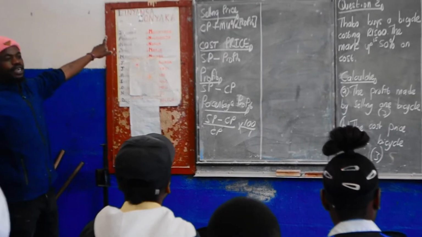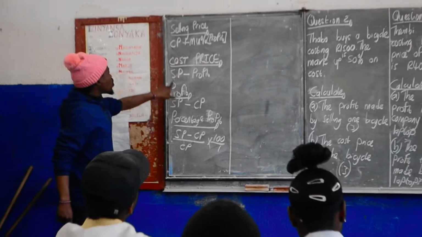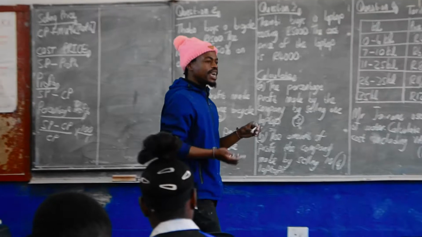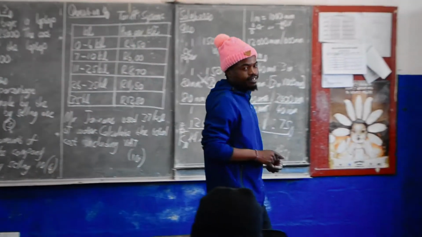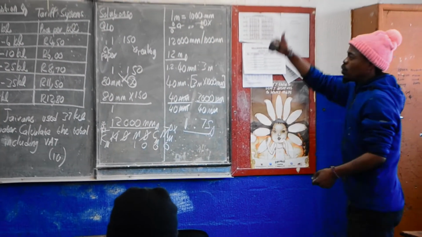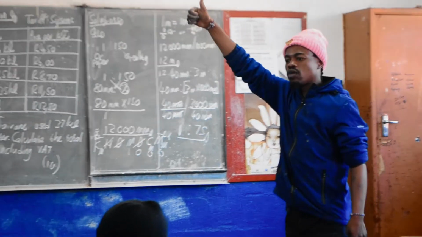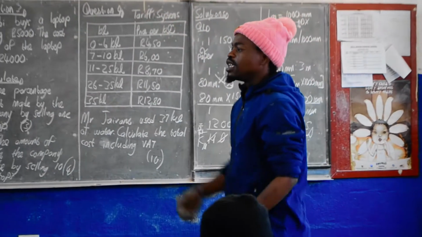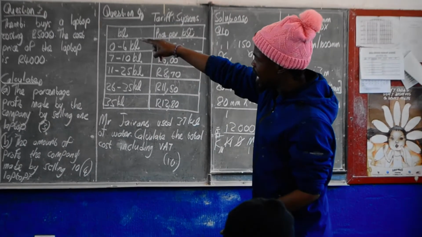With selling price and cost price, I mean, guys. So now remember, how do we determine the selling price and the cost price? How do we determine the selling price? We say cost price plus markup is equal to the selling price.